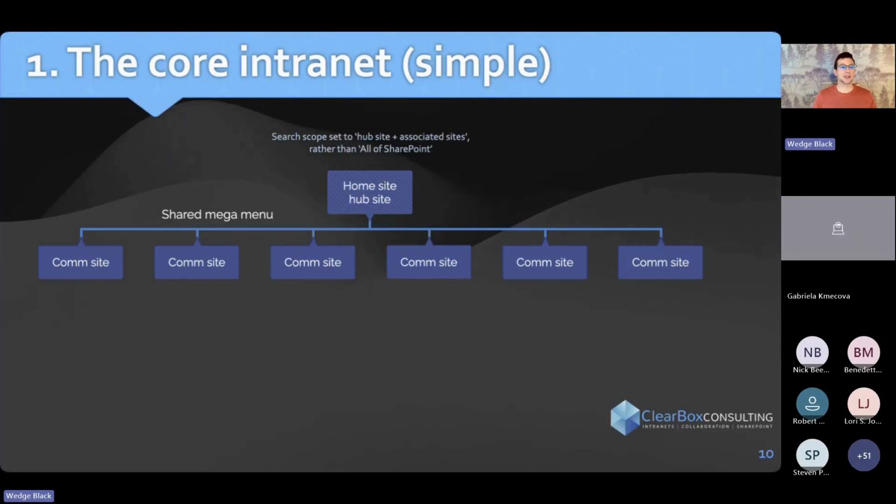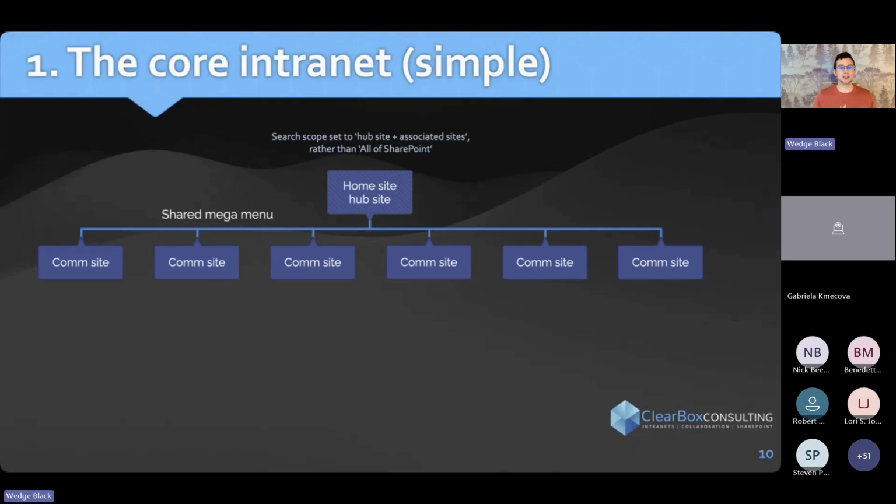Let me just state the terms here. Com site, that means communication site. And in general, this is what I mean by intranet site. As you know, a SharePoint intranet is made up of dozens or scores or dozens and dozens of sites, and we're supposed to bring them together into some kind of holistic experience. And that's what my model is talking about.